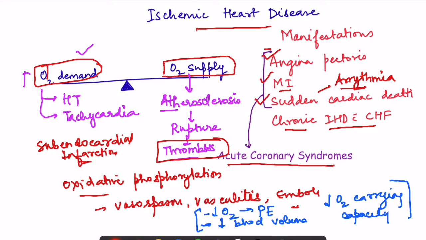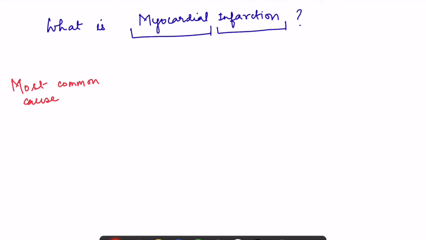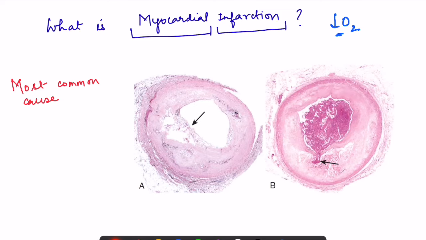However, the most common cause for myocardial infarction is atherosclerosis with rupture. That is the most common cause. So what is myocardial infarction? We have seen myocardial infarction is death of myocytes due to decrease in oxygen supply to the muscle. This oxygen supply decrease can either be absolute, or it is not enough to fulfill the needs of the heart muscle. And the most common cause is atherosclerosis with rupture, I told you.